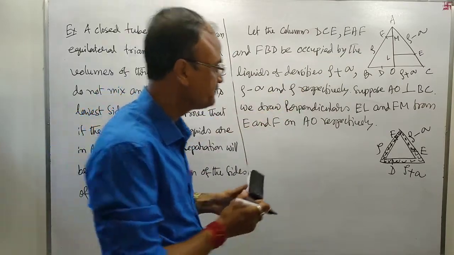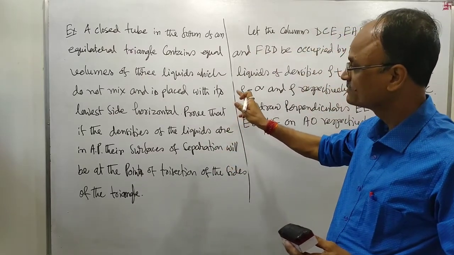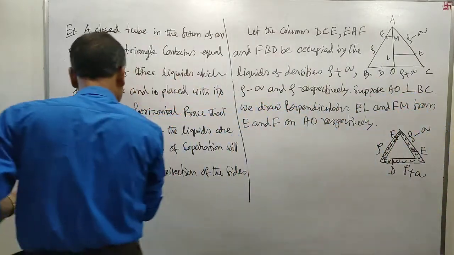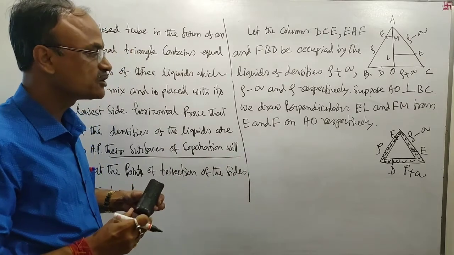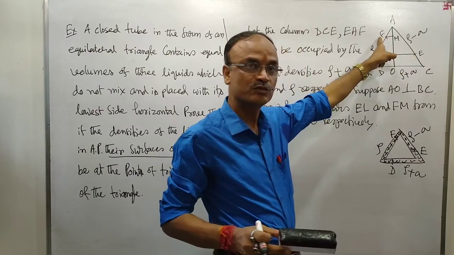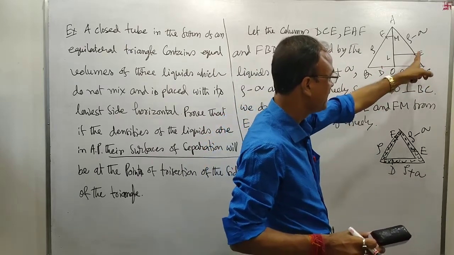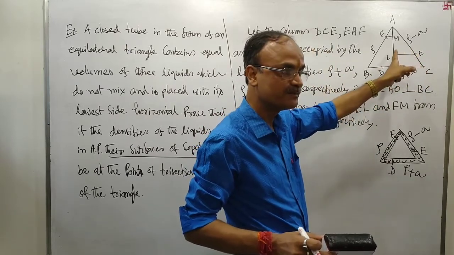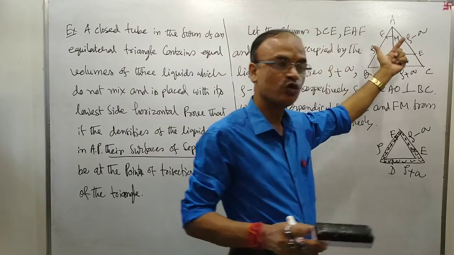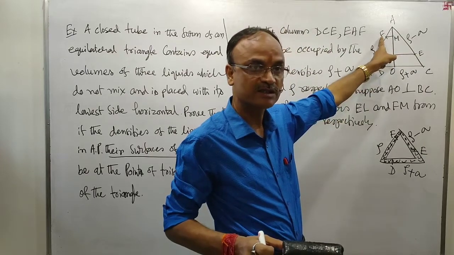Now, due to equilibrium, you see here, equal volumes. Surface of separation. What is the surface of separation here? D, E, F will be the points of the surface of separation, because in this portion DCE one liquid is there whose density is rho plus sigma, and in EAF it is occupied by the density rho minus sigma. Therefore, E and F are also surfaces of separation.